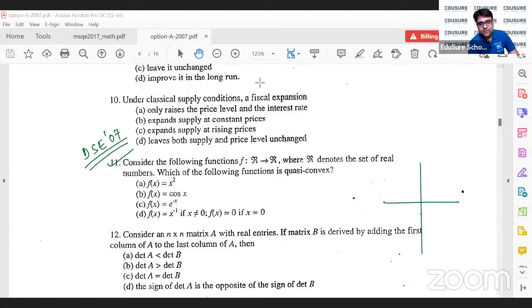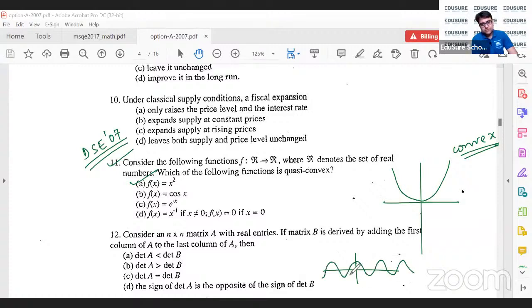So x square, if f(x) is equal to x square, is like this, which is convex. Therefore, it is automatically quasi-convex. Cos x is like this, oscillating. So if it is oscillating like this, it means that it is neither convex nor concave, neither quasi-convex nor quasi-concave.